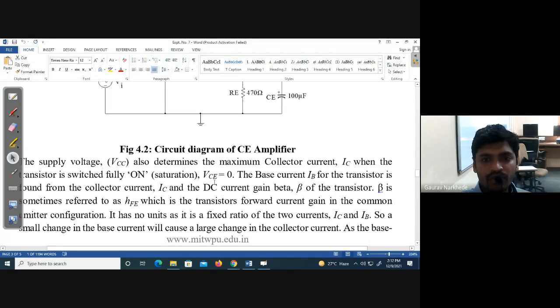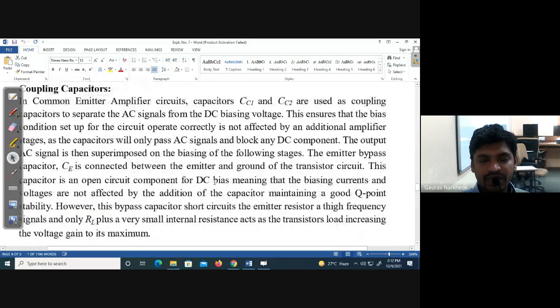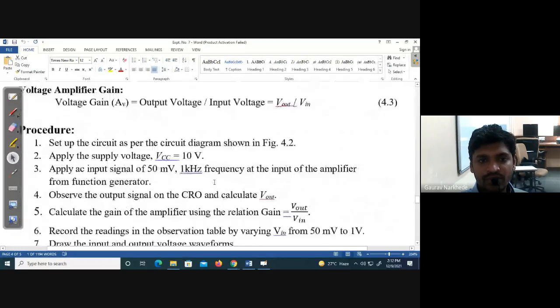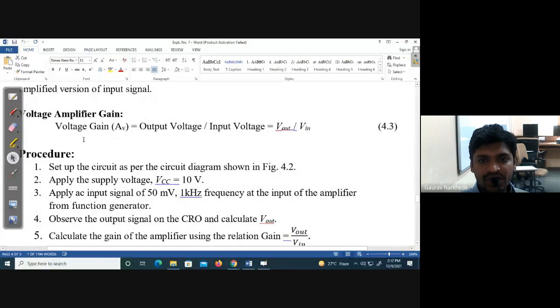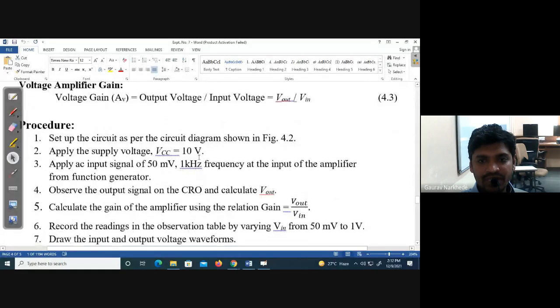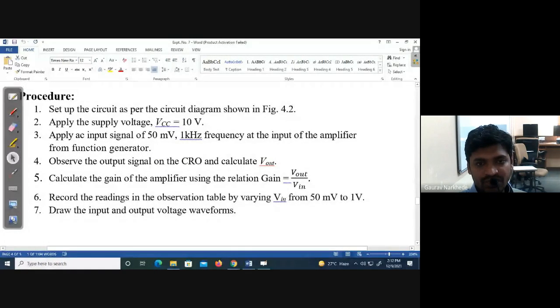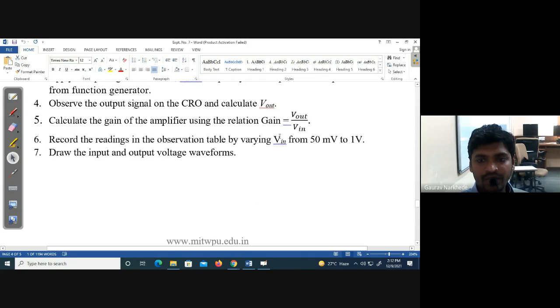Okay, now let us see something. The coupling capacitors, and we know that thing, right? And this is your voltage gain, output voltage upon input voltage. Now the procedure is, we need to draw a circuit on Tinkercad. After that we apply the voltage, maybe 10 volts or 12 volts, and then apply a simple signal of 50 millivolts peak to peak, with a frequency of 1 kilohertz. Then we observe the output signal on the CRO, and we can calculate V output, and then calculate the gain by the formula V output upon V input.